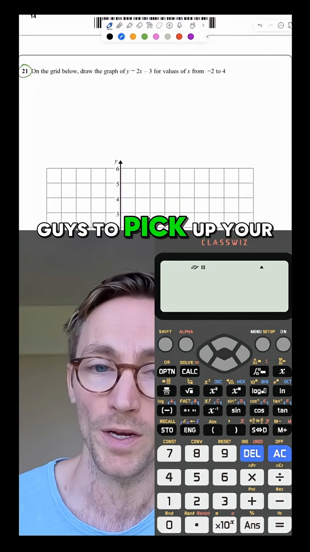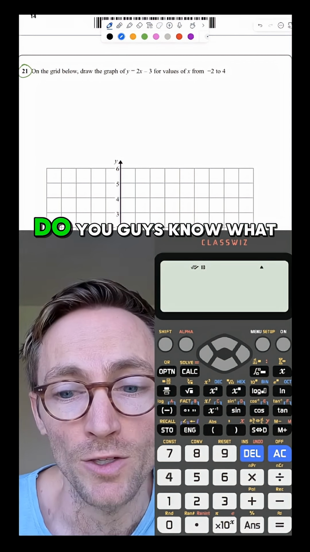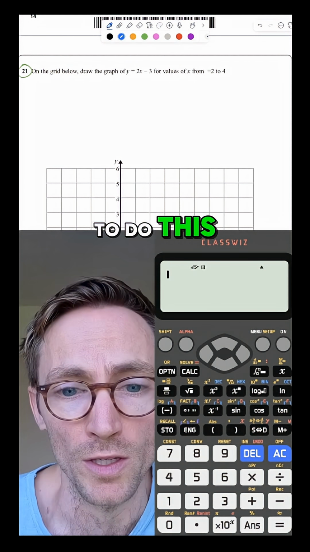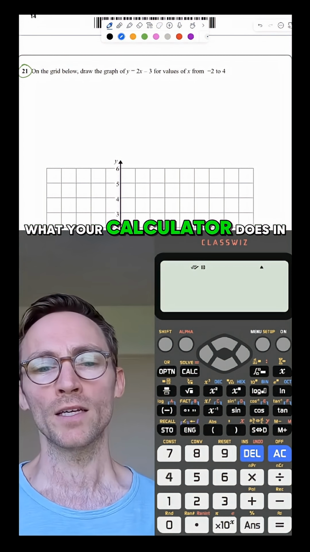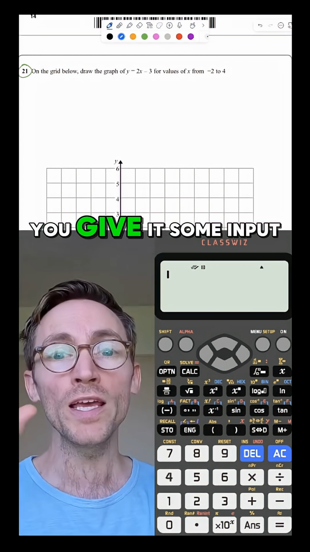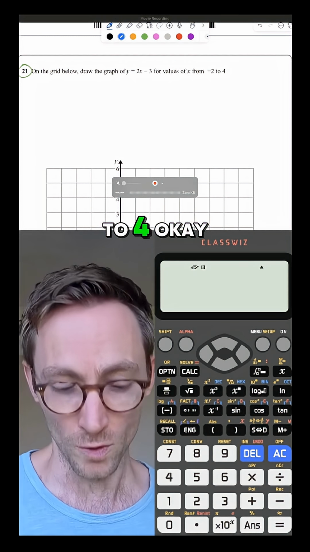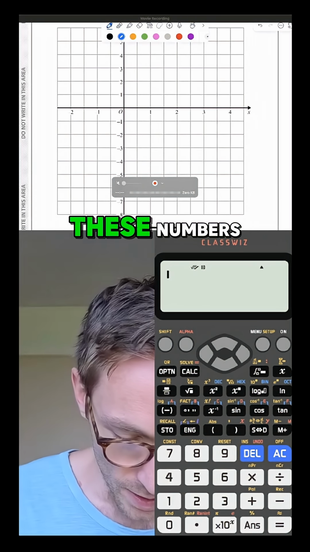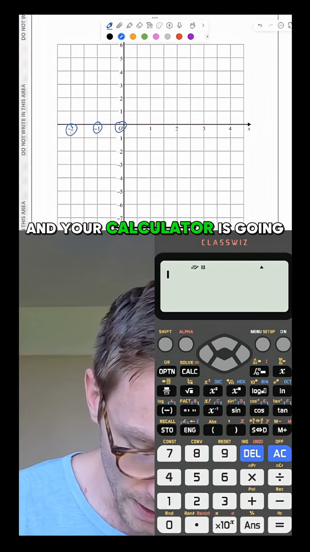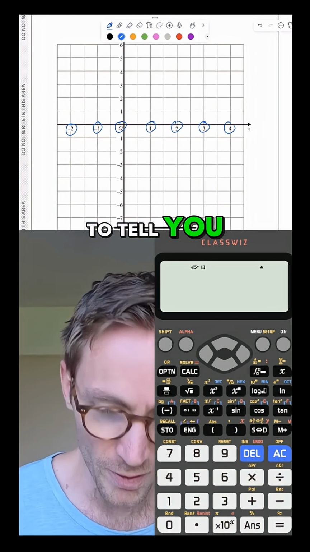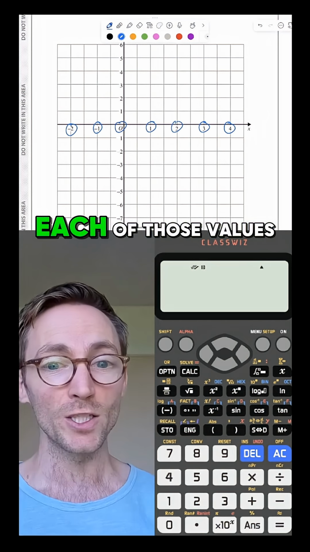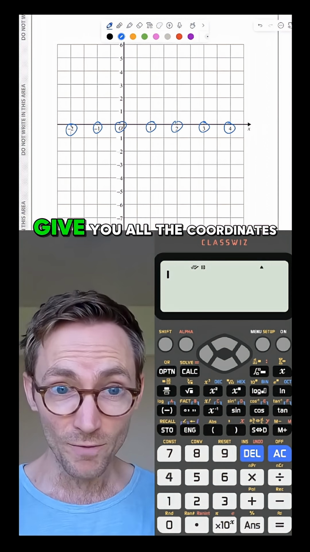So again, I want you guys to pick up your calculators and do this along with me. Do you guys know what mode I'm going to use to do this? Table mode. What your calculator does in table mode is you give it some input values, which is going to be the x values from -2 to 4, like these numbers. And your calculator is going to tell you where the graph is for each of those values. And it's just going to literally give you all the coordinates.